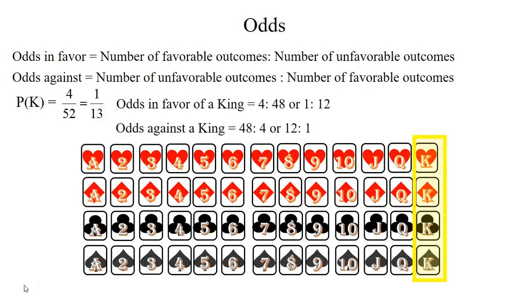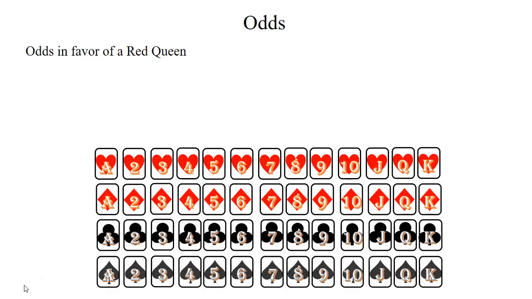The odds against a king is the reverse of that. So we're doing unfavorable to favorable. So 48 to 4, or in lowest terms 12 to 1. The odds in favor of a red queen. There are 2 red queens, which means there are 50 cards that are not red queens. So the odds in favor would be 2 to 50. Or 1 to 25 in simplified form.